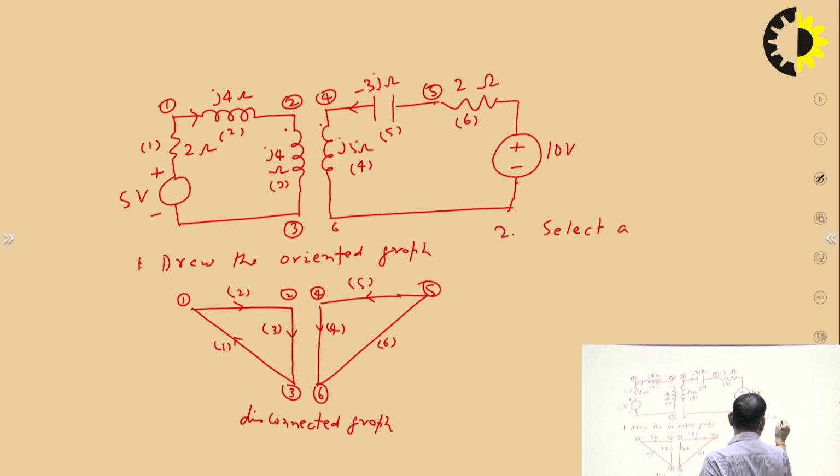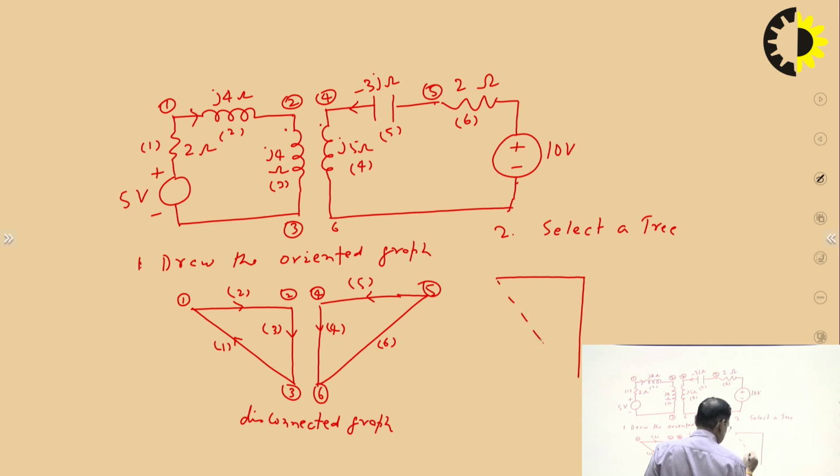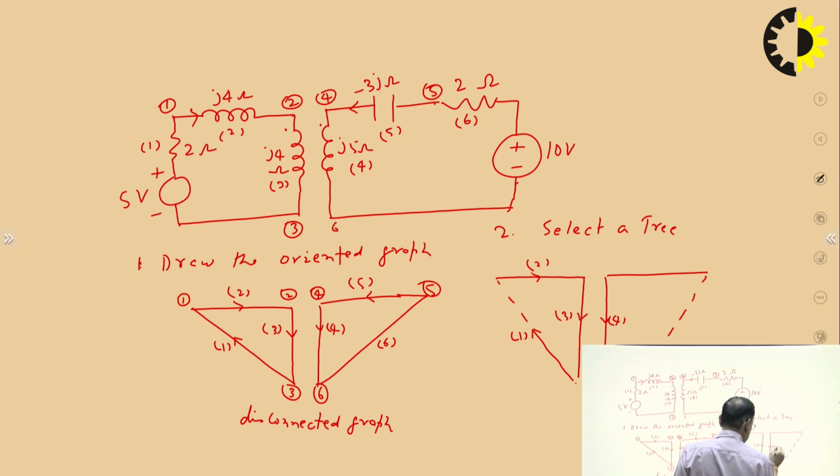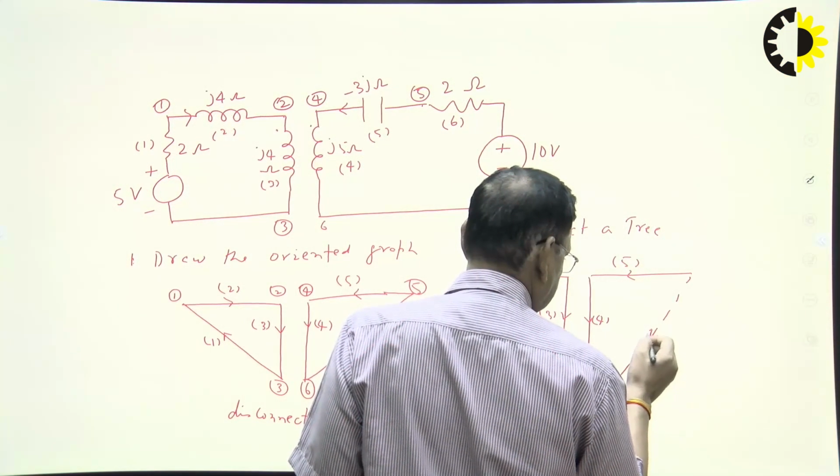Select a tree. So if not given, so it is a tree. 1, 2, 3, 4, 5 and 6.